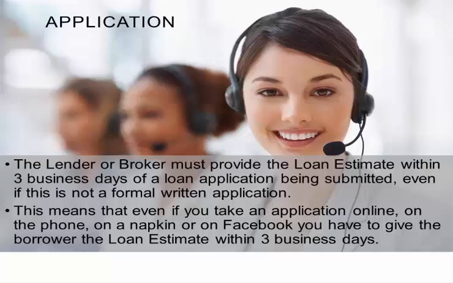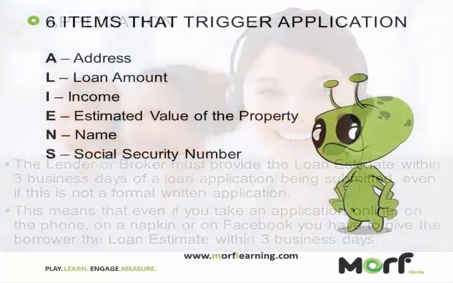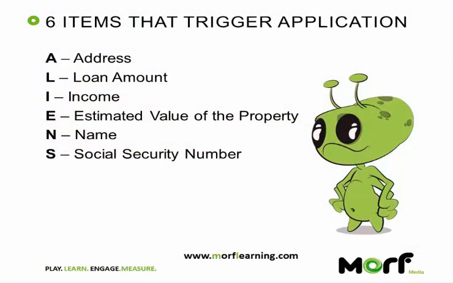But let's talk about the 6 items for application, because this is different. In the existing RESPA rule, there's a 7th item as far as definition of application, and now we've gone to a hard 6 items. So once you have these 6 items, I like to use the acronym ALIEN, and it's easier to remember those 6 items that way. So it's address, loan amount, income, estimated value of the property, name, and social security number. Overall, the loan estimate is intended to give consumers more helpful information about the features, the costs, and the risks of the loan that they are applying for.